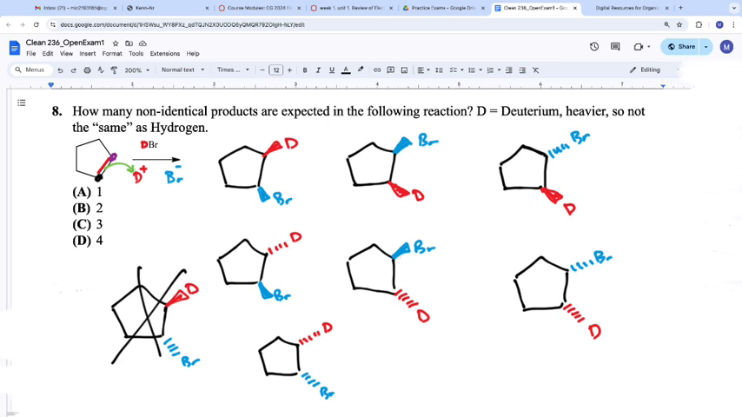I like the middle structure better than the one on the outside. Okay, so I'd get rid of that one. What other ones do you see? Isn't the top right the same thing, no? Both wedged would be the same as both dashed. Top right, if you flip that over, the deuterium would be dashed and the bromine would be wedged. Okay, so that's not going to be the same as this because the deuterium would be at the top versus the bottom, but it will be the same as that one.